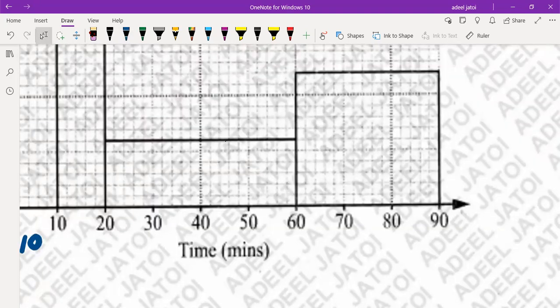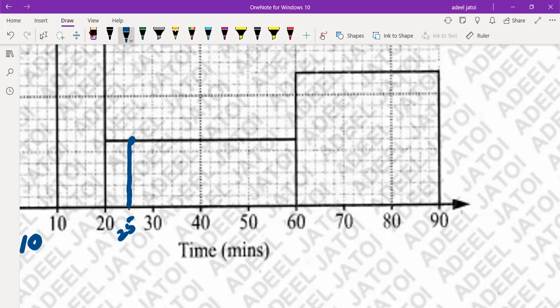Now, let's see 25 to 65. If I say 1, 2, 3, 4, 5, that means your 25 will be somewhere here. Let's just draw the line. Your 25 will be somewhere here, and this line goes up to this point. Let's just mark 25.